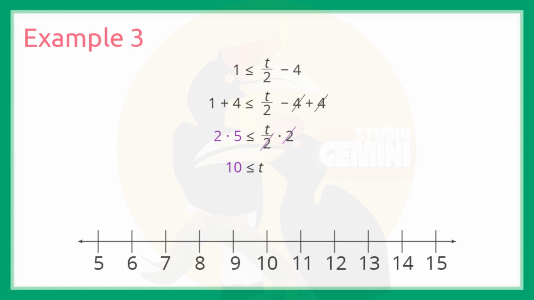Sometimes it's easier to graph inequalities when we have our variable written on the left side of the inequality, like this. 10 is less than or equal to t is the exact same as t is greater than or equal to 10. Now let's graph.